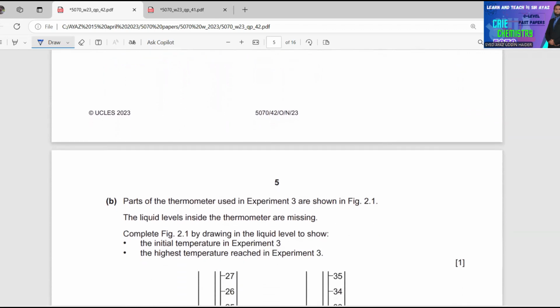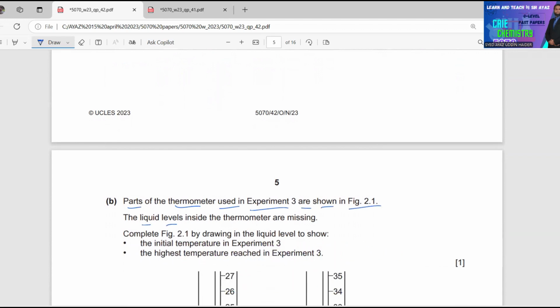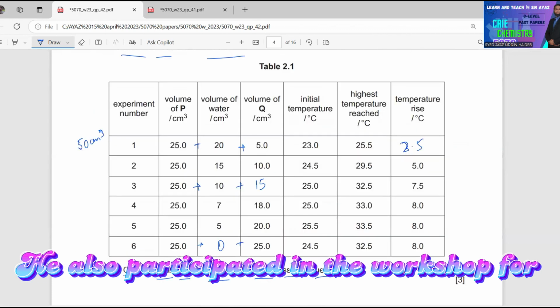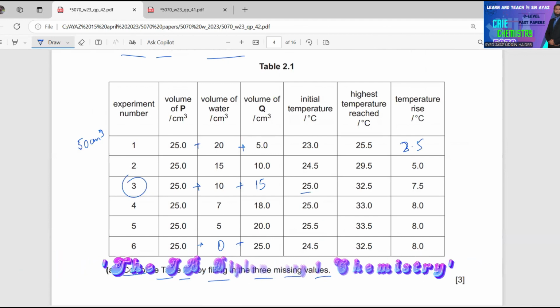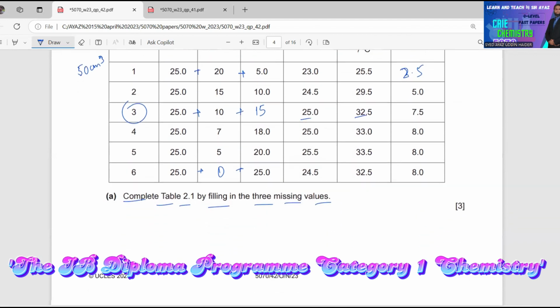Parts of the thermometer used in experiment 3 are shown in figure 2.1. The liquid levels inside the thermometer are missing. Complete figure 2.1 by drawing in the liquid level to show the initial temperature in experiment 3, the highest temperature reached in experiment 3. So experiment 3, where is experiment 3? Here is experiment 3. Initial temperature, it's 25 and the highest temperature 32.5.